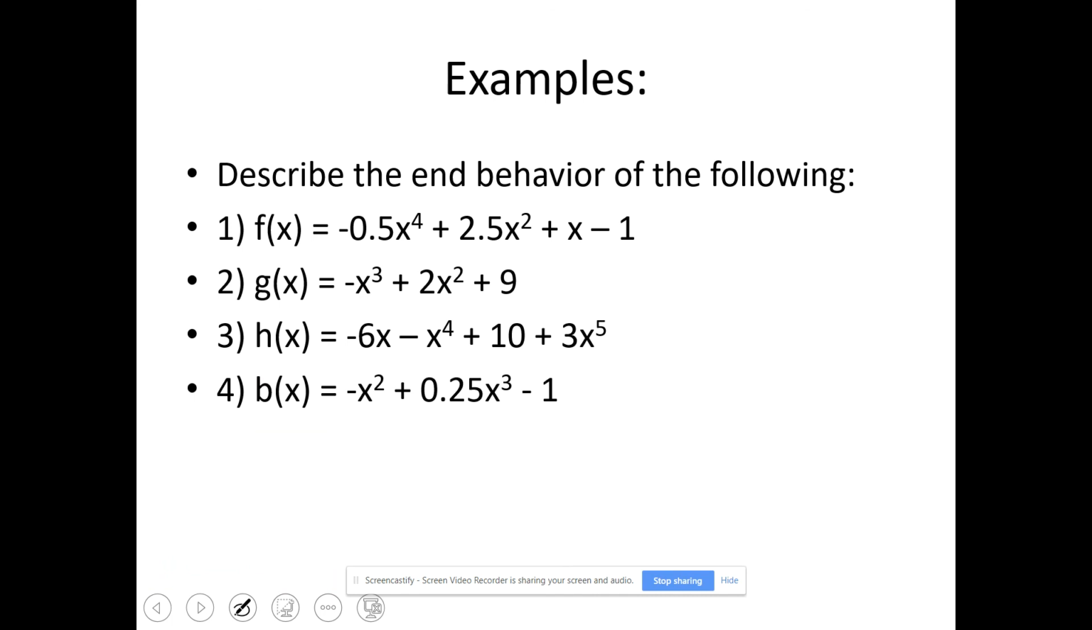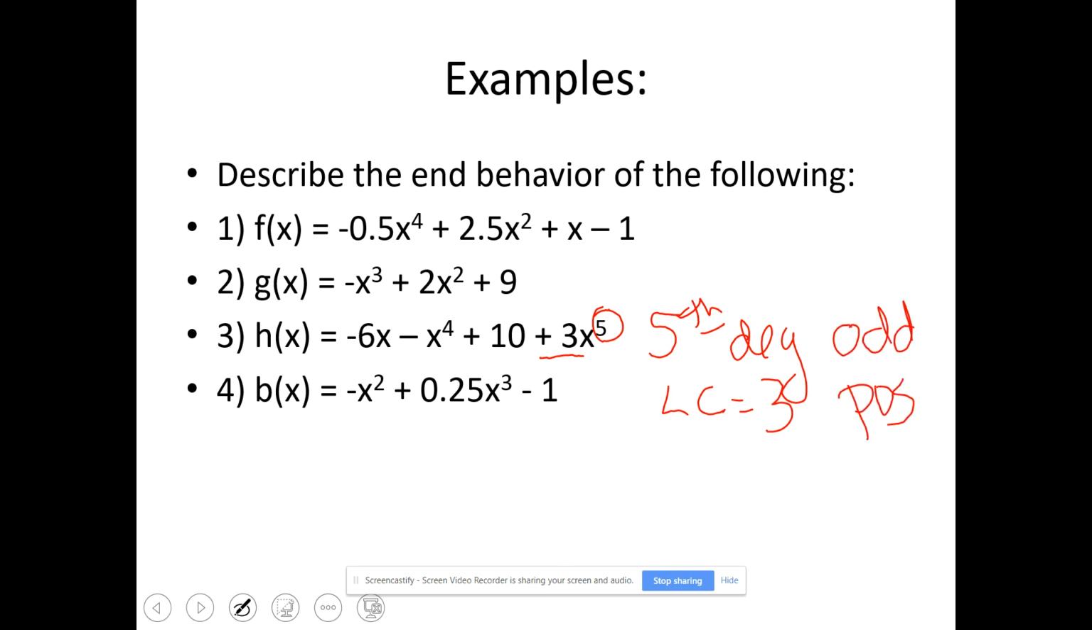Number 3, our degree is 5. So this number 3 is not in standard form. We have a 5th degree, which makes our leading coefficient +3. 5th is an odd degree with a positive leading coefficient, odd, positive, down on the left, up on the right.